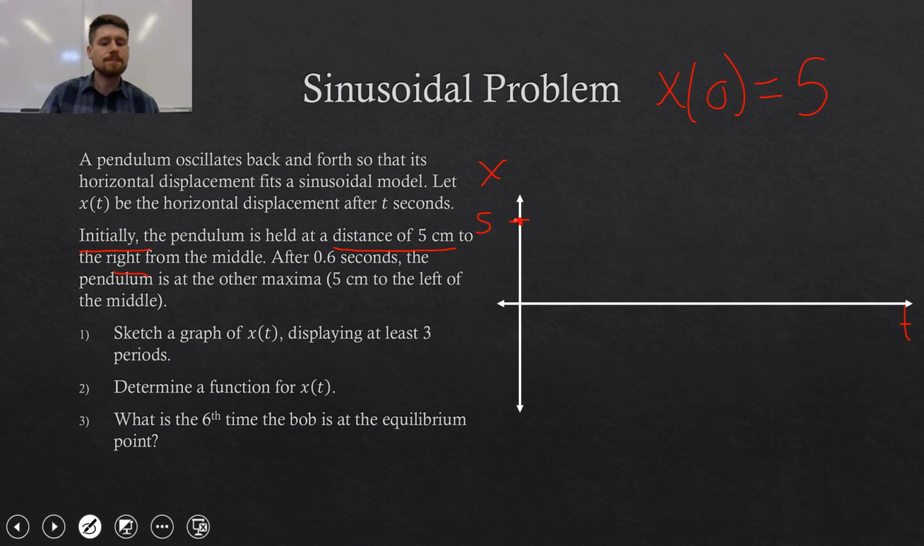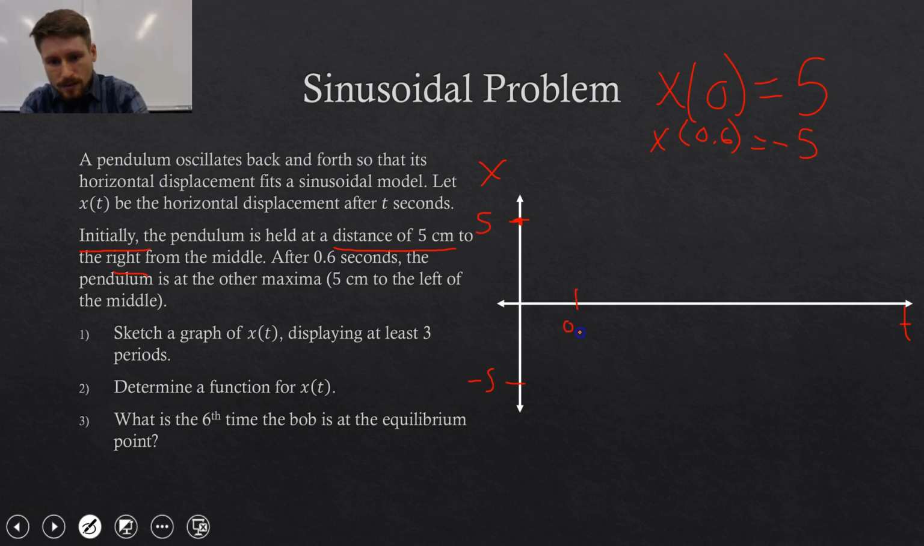After 0.6 seconds, the pendulum is at the other maxima, which is 5 centimeters to the left of the middle. So we know this information: x of 0.6 equals negative 5. Because 5 centimeters to the left means we're left of 0, so we've got negative 5 as our horizontal position. So here's negative 5 down here, and we have 0.6, so there's our other point.